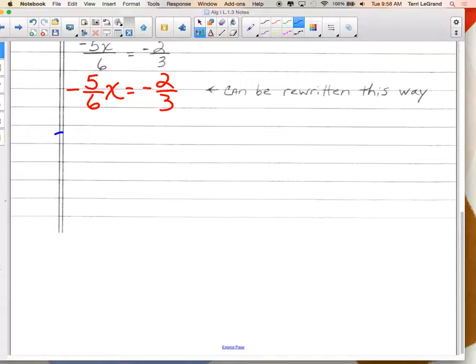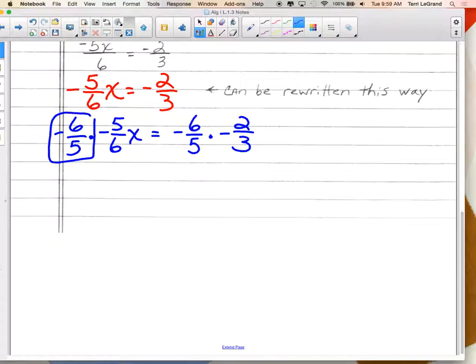We have to make sure that we don't do the reciprocal of the other side. So negative 6/5 times negative 5/6 x. Negative 6/5 times negative 2/3. So in other words, the equation still looks the same. All I'm doing is multiplying both sides by negative 6/5. Both sides are getting multiplied by the same thing. Okay, go ahead and finish that out, see what you get.